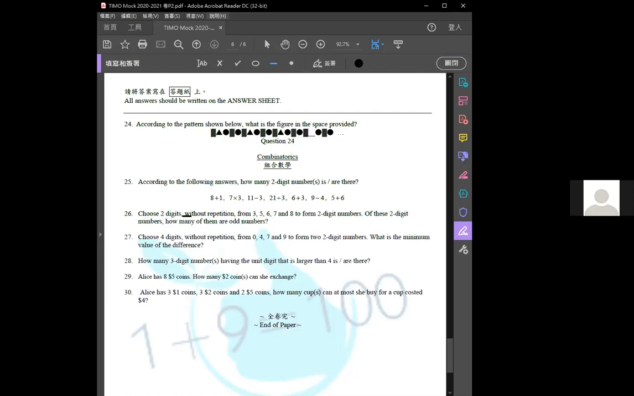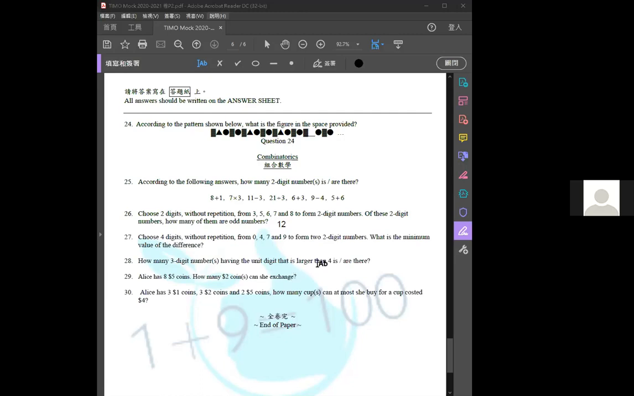For 26, I'll choose 2 digits without repetition from 3, 5, 6, 7, 8 to form a 2-digit number. Of these 2-digit numbers, how many of them are odd numbers? The answer is 12. I'll give you the answer right now. And to form it, you just try to form it one by one. It's not that difficult, as long as you know that 3 and 5 must be in the unit digit. Otherwise, you cannot form an odd number, right? 3 and 5 are odd, 6 and 7 are not. So in this case, you must have 3 or 5 in the unit digit, and then try it one by one and find the unrepeated ones. So you'll find the answer is 12.